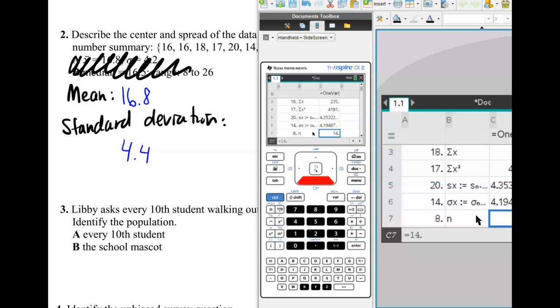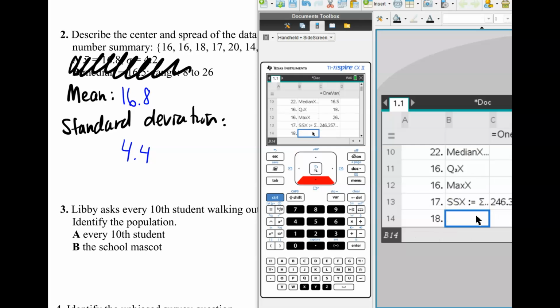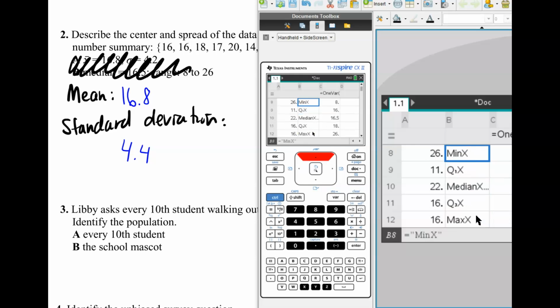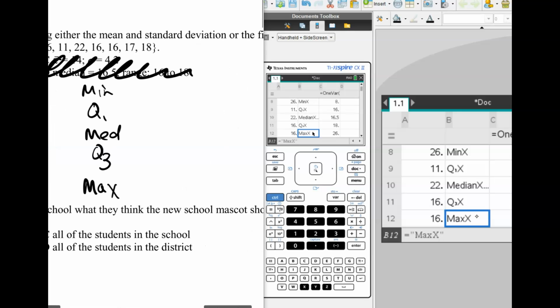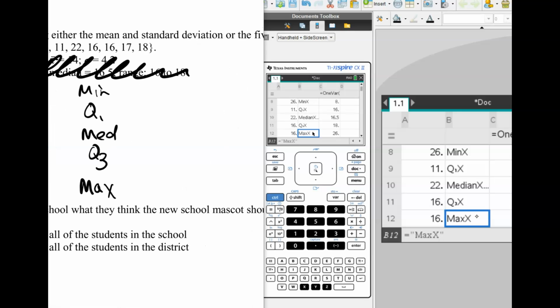Then I have to write the 5-number summary. If I scroll down, it literally gives me the 5-number summary right here. Here's my min, Q1, median, Q3, max. There you go, those are the 5. It doesn't matter that there's an X next to the sigma, it's lowercase sigma.